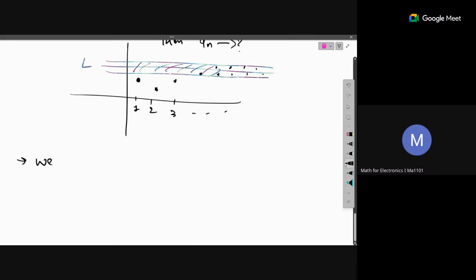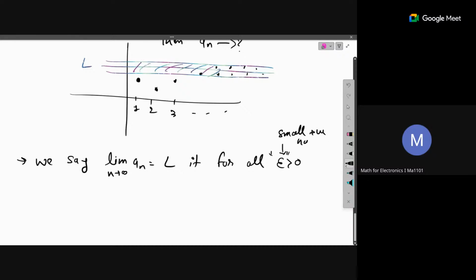So we say that the limit as n goes to infinity of a_n is equal to L if, for all epsilon strictly greater than 0, again, epsilon is nothing but a small positive number, there exists a capital N_epsilon that belongs to the natural numbers.